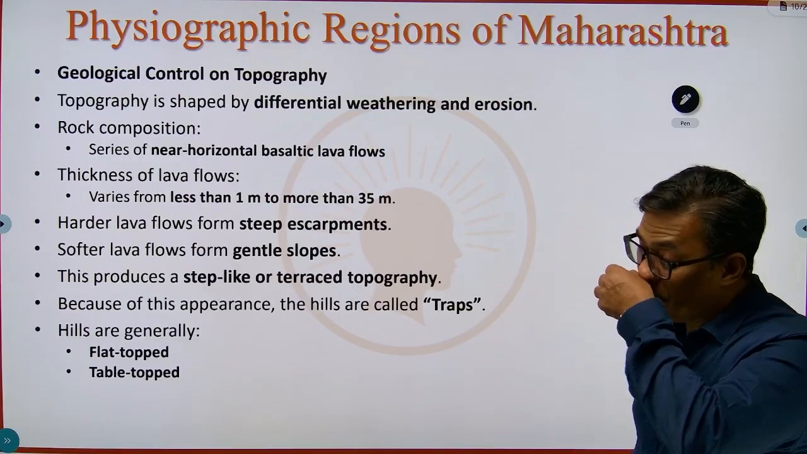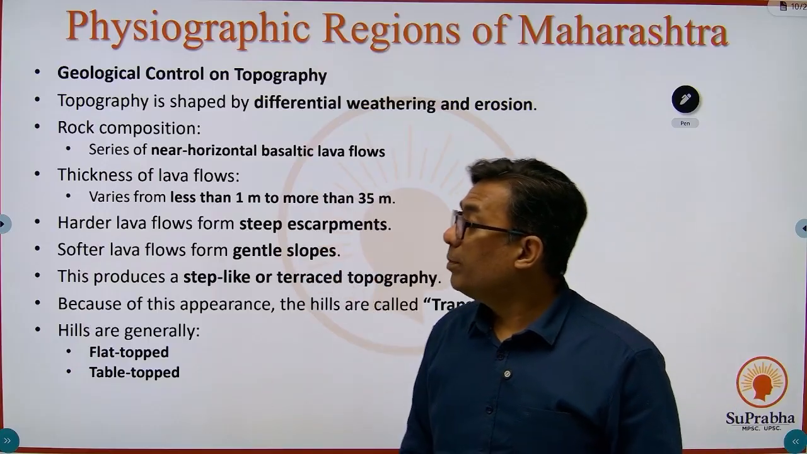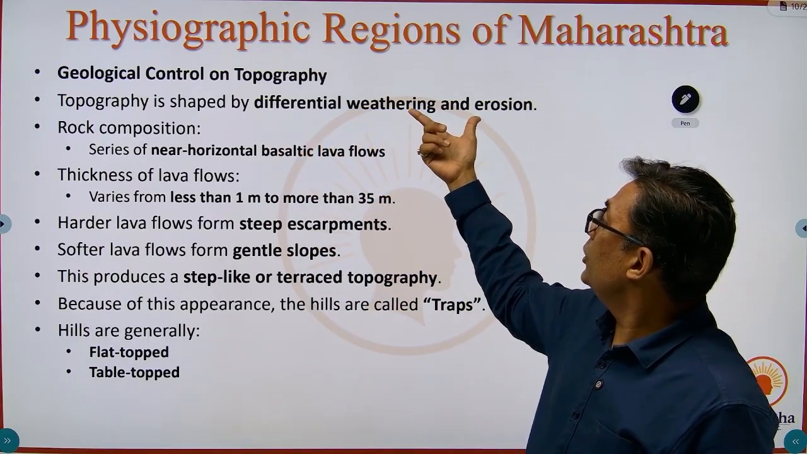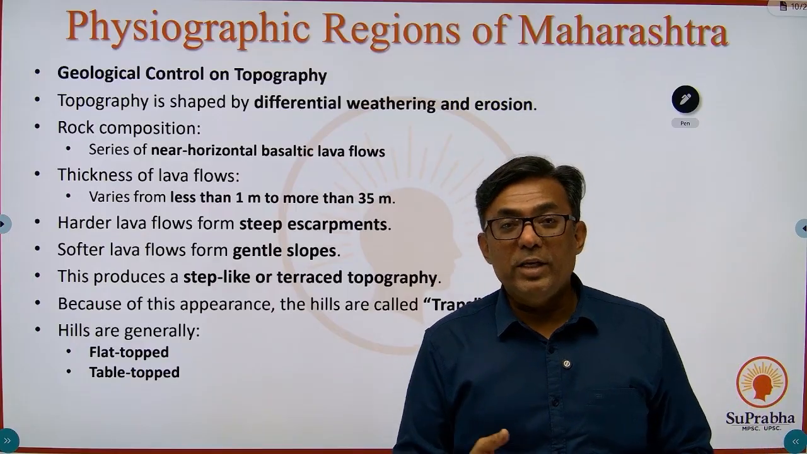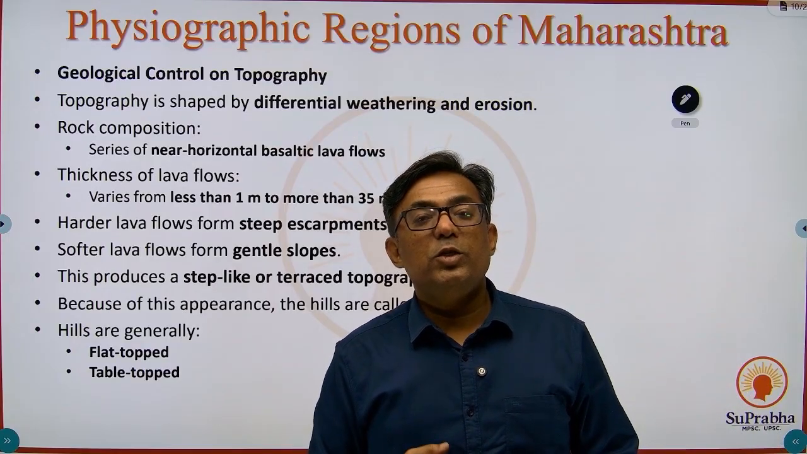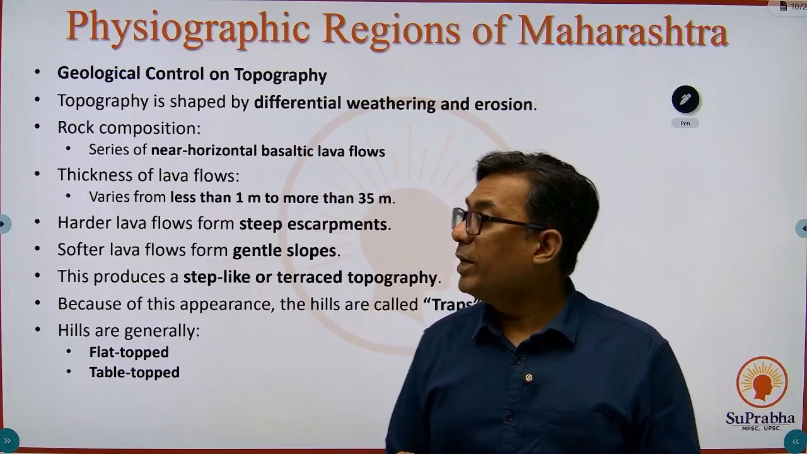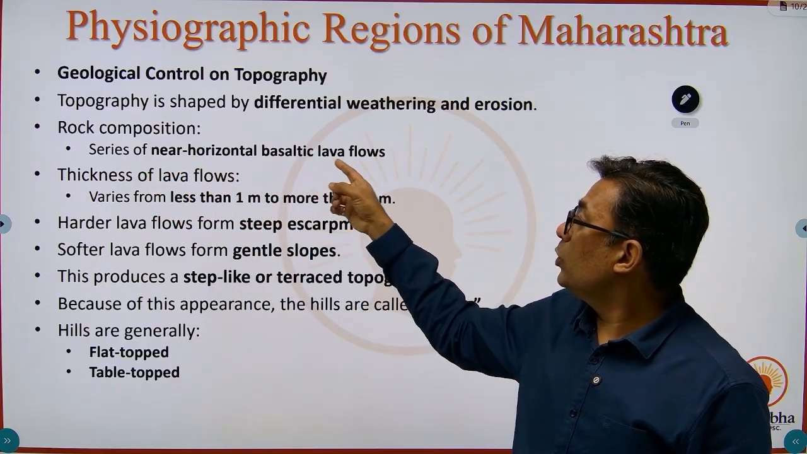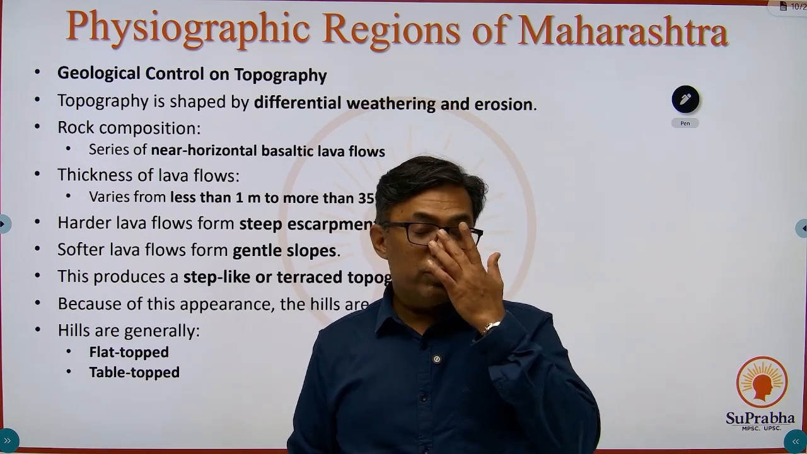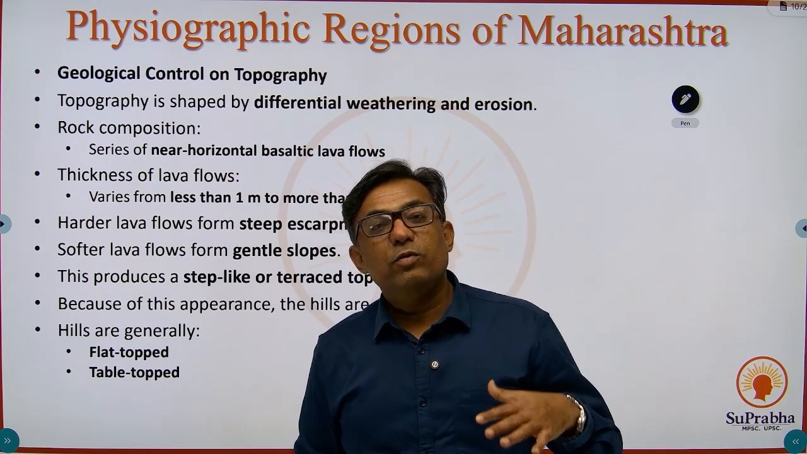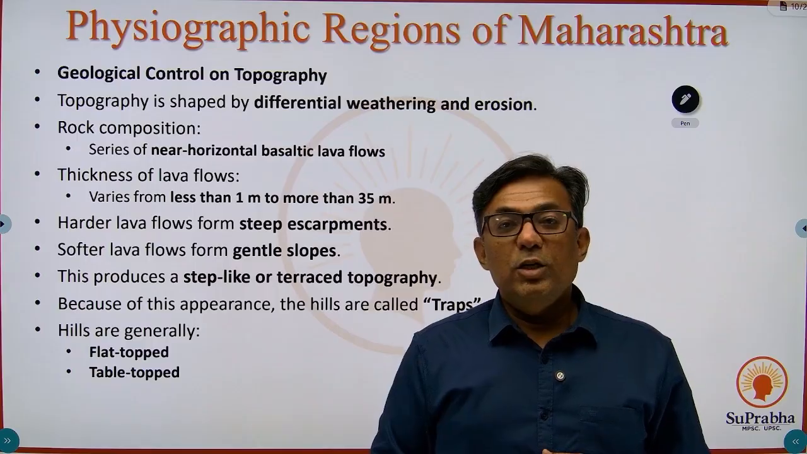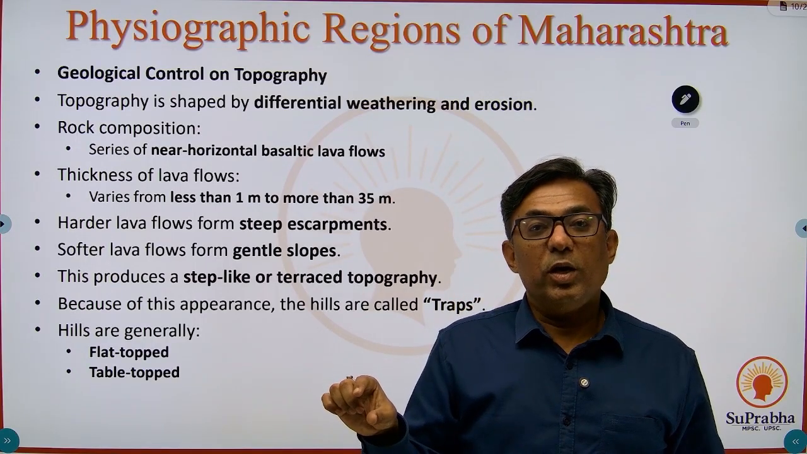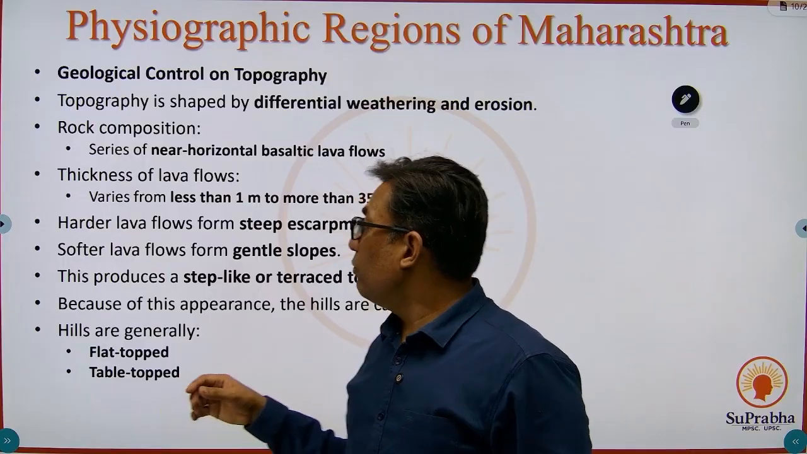That's a tourism aspect. Now, if you look at the geological part of the Western Ghats, it is shaped by differential weathering and erosion. So it has been uplifted, but now it is subject to weathering and erosion in different parts. Rock composition: a series of near horizontal basaltic lava flows. If you visit any of the valleys in the Western Ghats, you will be able to observe those basaltic lava layers. That is very much a prominent feature of the Western Ghats.